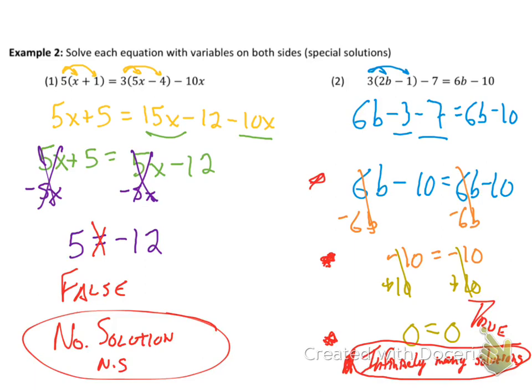Alrighty, so I want to go back to this real quick. I know I just said this will only happen, no solution or infinitely many solutions, if you have variables on both sides. That's not necessarily the case, okay? If you have a false statement, your variable goes away and whatever's left over is a false statement, that's no solution. If you have a true statement, if your variable goes away and what's left over is always true, then you're going to have infinitely many solutions.